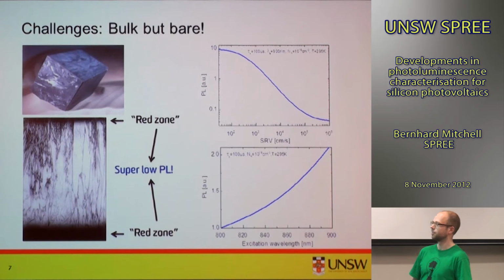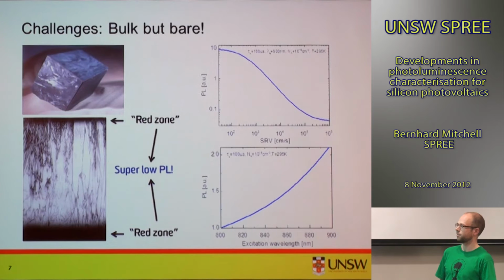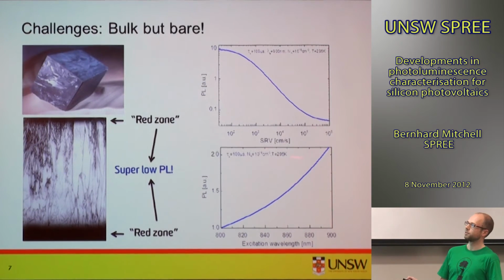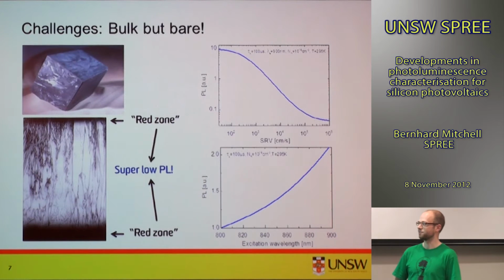We can increase the signal if we use a larger excitation wavelength. So here I calculated the PL signal as a function of excitation wavelength, and we can double the signal if we choose 900 nanometers instead of 800 nanometers. But this diagram is logarithmic, so we can't quite compensate for the bare surface by just increasing the excitation wavelength.